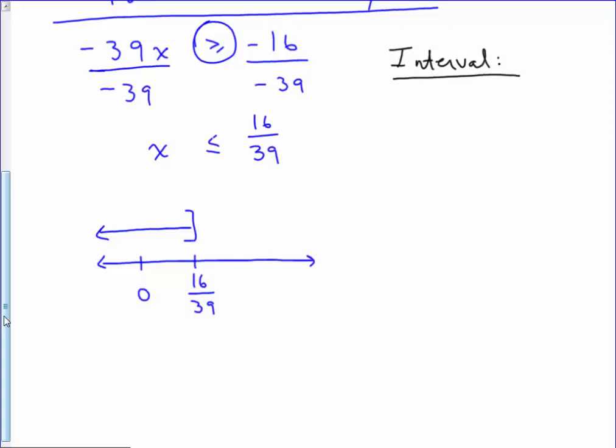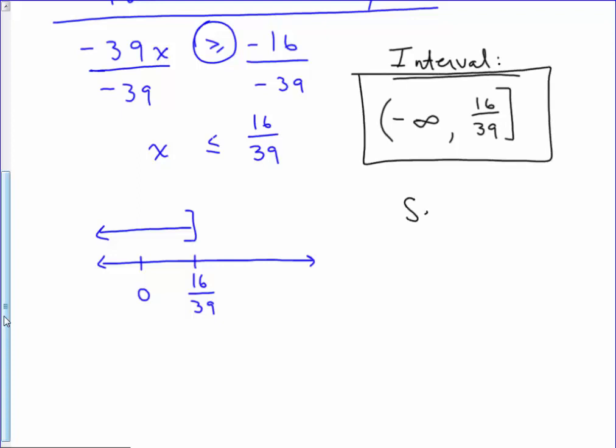We remember that interval notation is shorthand of the graph. This graph goes infinitely to the left, so we would start our interval notation with a negative infinity. We can never include an infinity of any kind, so you'd want to use a parenthesis in front of it. Write a comma, and then you're going to go to 16 over 39. And because that is included, you would use a bracket.